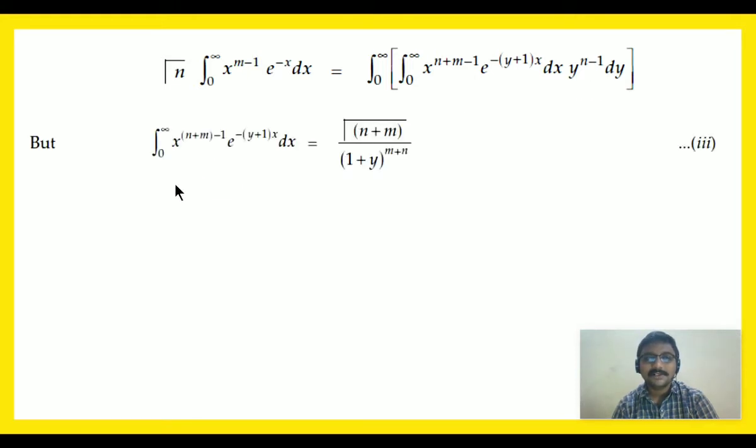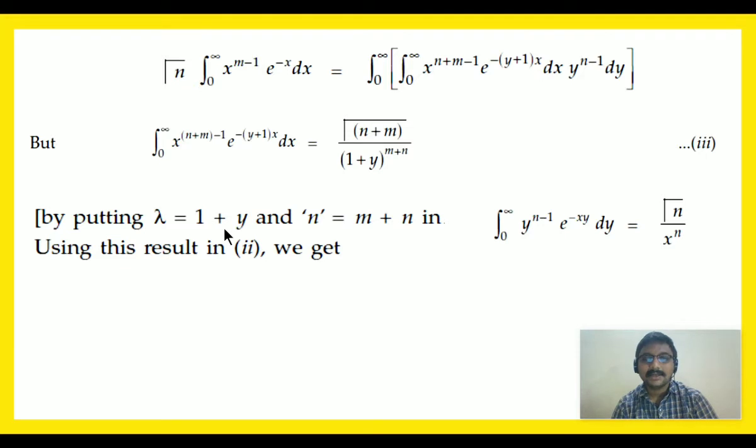But the integral from 0 to infinity of x power n plus m minus 1 e power minus (y plus 1) x dx is gamma of (n plus m) by (1 plus y) whole power m plus n. Let it be equation number 3. So thus we will have x to the power of m plus n minus 1 times e power minus (y plus 1) times dx, so that is gamma of (n plus m) by (1 plus y) whole power m plus n.